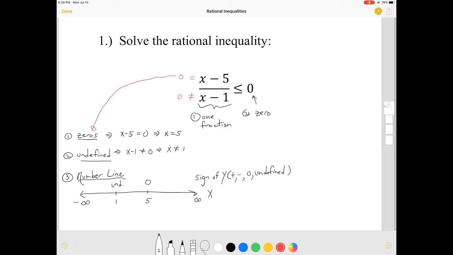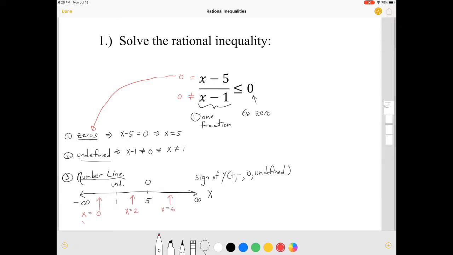And now what do I have? These two numbers broke my line into 3 pieces, 1, 2, and 3. Those pieces are called intervals. So now here's where the sign test comes in. Remember, you pick a number x in that interval. So a number between negative infinity and 1 would be 0. And remember, do not reuse the numbers. In this interval would be like x equals 2, and in this interval would be x equals 6.